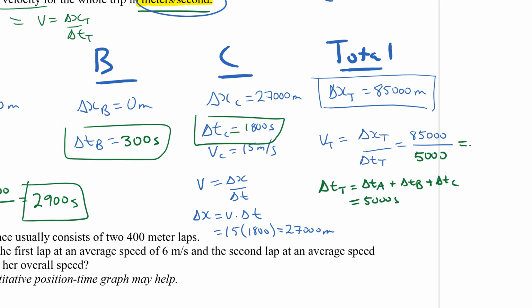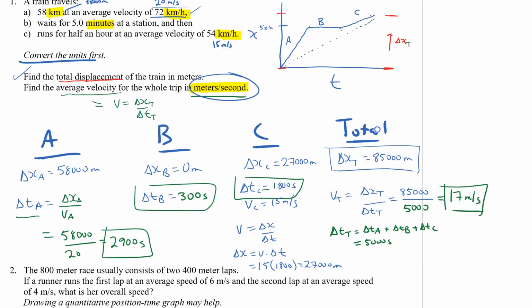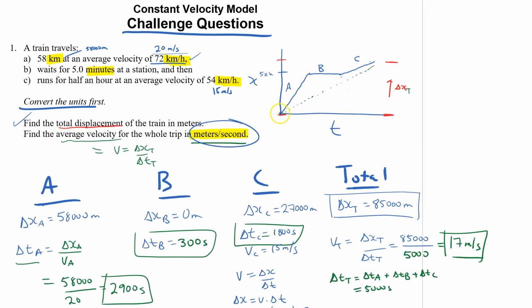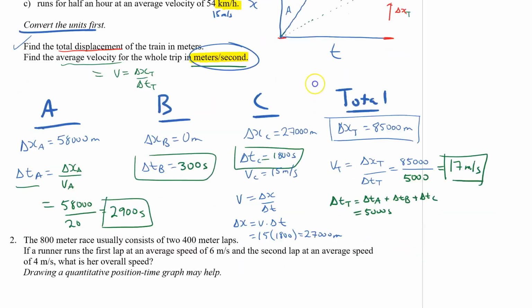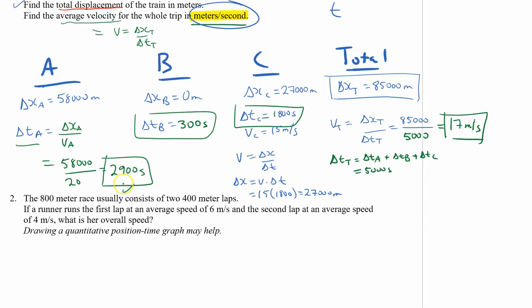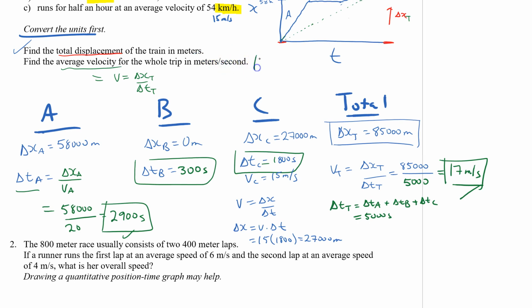Okay, almost done now. Our velocity is going to be 85,000 divided by 5,000, which turns into 17 meters per second. Let's see if that makes sense looking at our graph here. So this slope here was steeper, it was 20. This slope was 0 for some amount of time, and this slope was 15. So it makes sense that our average is close to 20, because it was going 20 meters per second for the longest period of time, 2,900 seconds, compared to the other ones. Okay, so there's our two answers. 17 meters per second, and the total displacement we had was 85,000 meters.